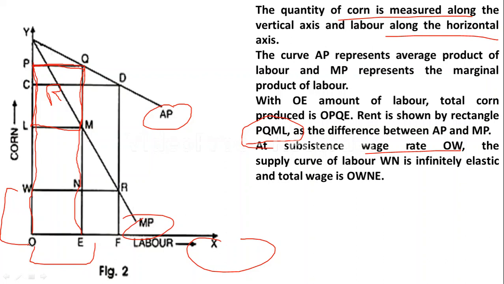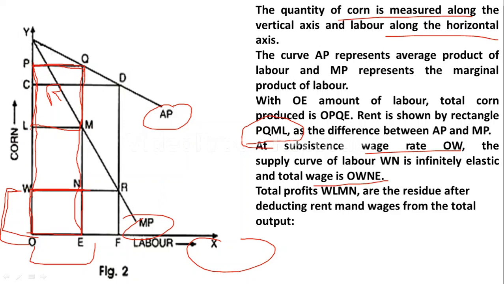Here the supply curve of labor is WN, an infinitely elastic curve. At the subsistence level of wages, the supply of labor curve is infinitely elastic, and the total wage is OWNE. So OWNE is the total wages given to the laborers. This is the subsistence level of wages. And here the total profit is WLMN.